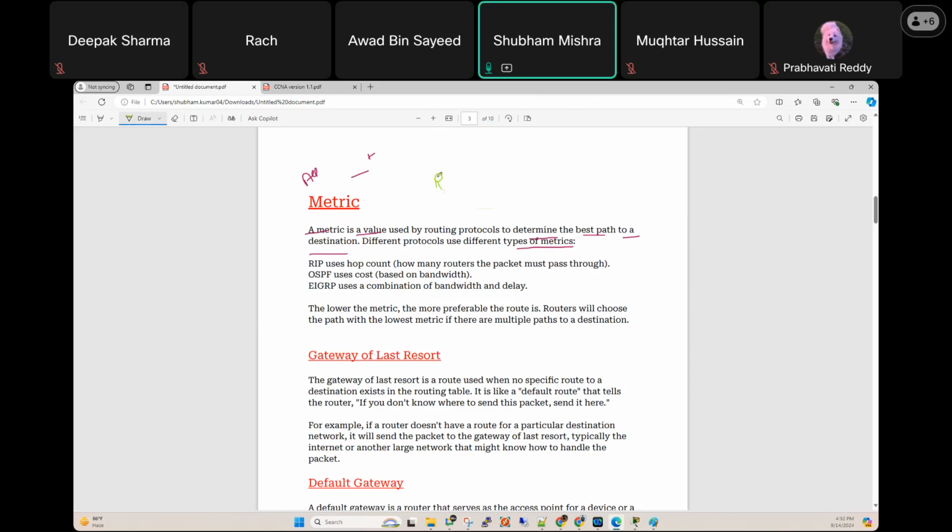This is the main router. This is router number 1 and this is router number 2. Anyone have any doubt? It's clear. Yes. This router is connected with a switch. Let's suppose there is a LAN network. Which network, guys? LAN network.